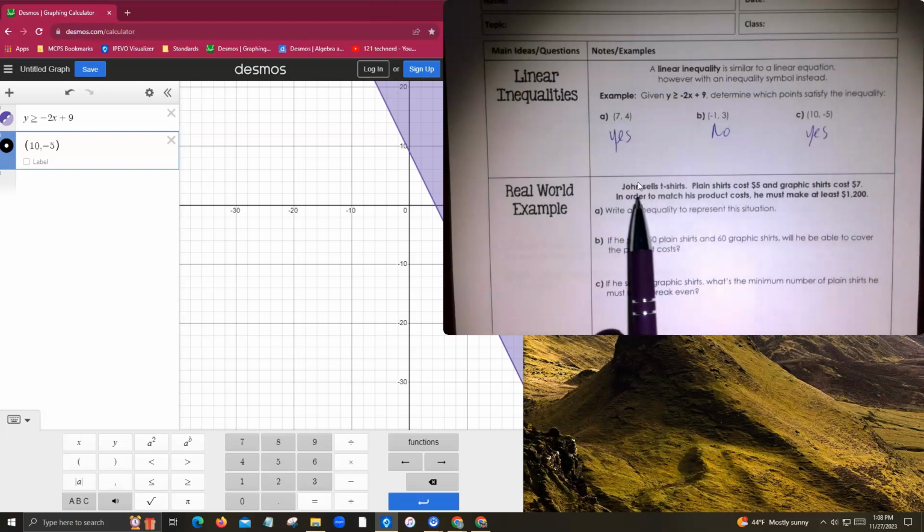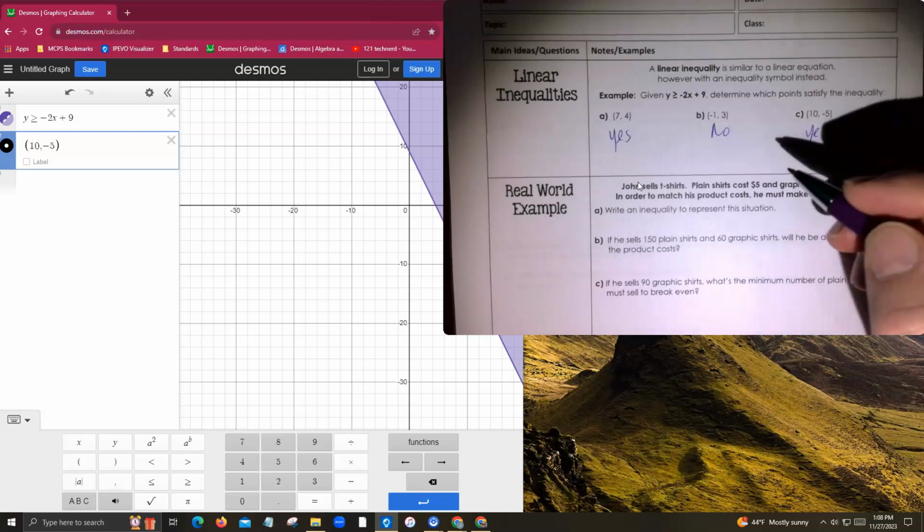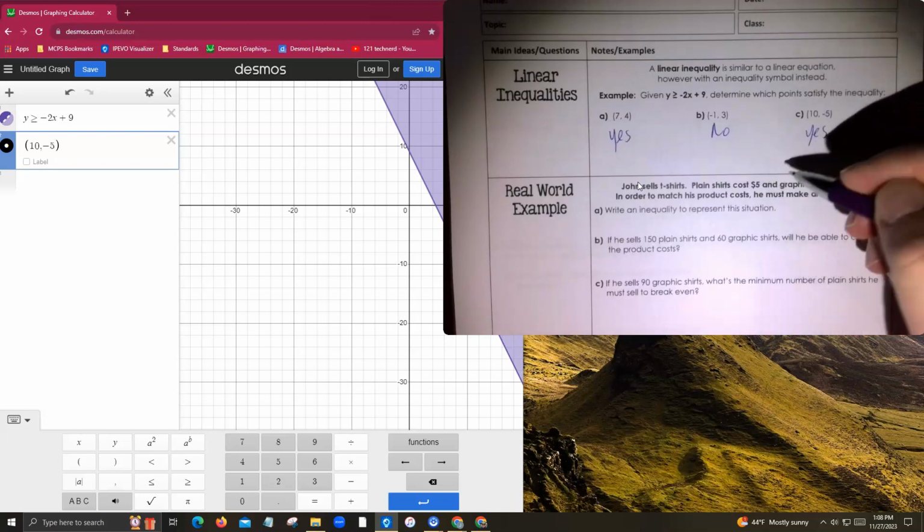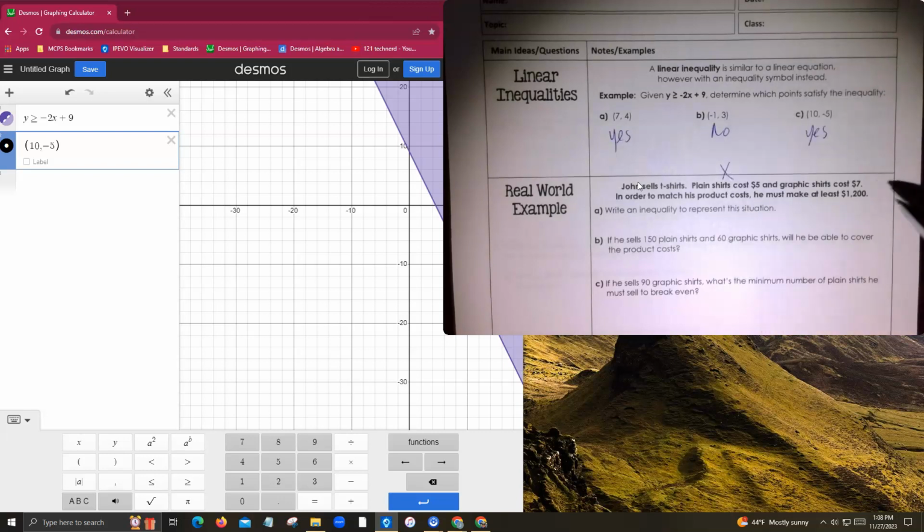All right, so we're going to read this. John's selling t-shirts. Plain t-shirts cost $8, so that's our rate for plain t-shirts, and the graphic t-shirts cost $7 each. So if we were to change this into variables, plain t-shirts would be X, and the graphic t-shirts would be Y.